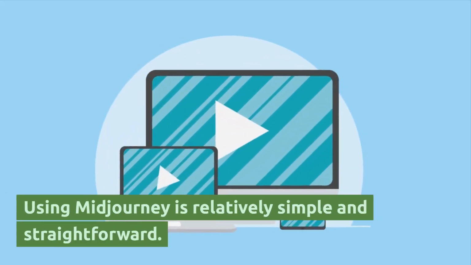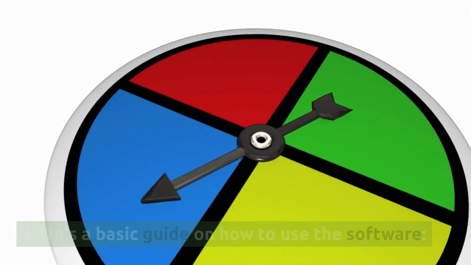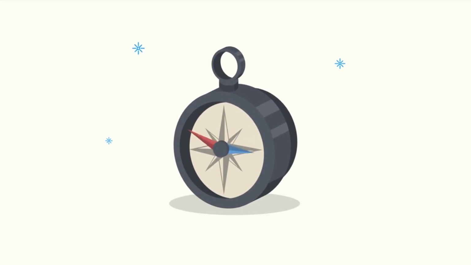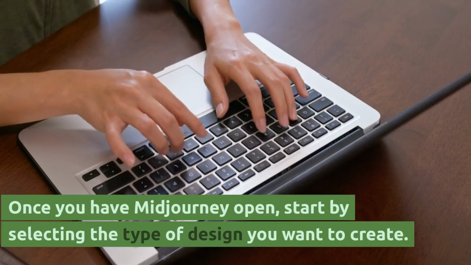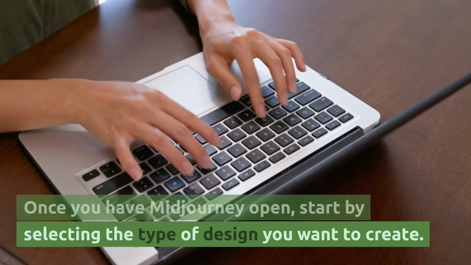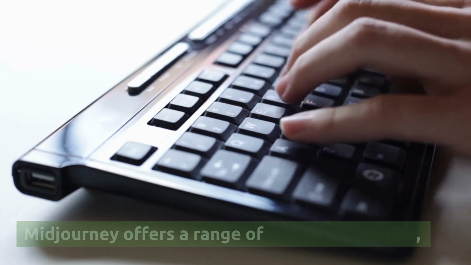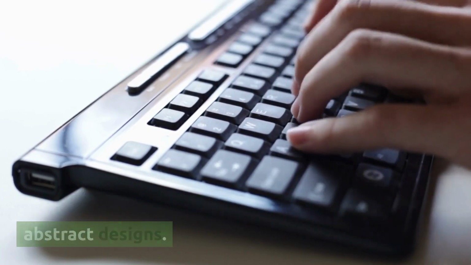Using Midjourney is relatively simple and straightforward. Here's a basic guide on how to use the software. First, download and install Midjourney on your device, or access the web-based version of the software through your browser. Once you have Midjourney open, start by selecting the type of design you want to create. Midjourney offers a range of design categories, such as geometric shapes, organic shapes, and abstract designs.